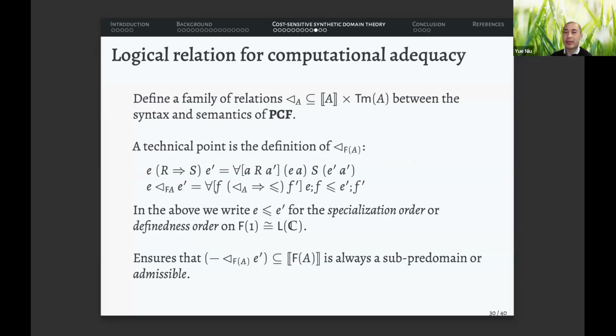To prove computational adequacy, we go by a logical relations argument, as usual, between the syntax and semantics of PCF. Here we need to take care of the definition of the relation at the computational type that encodes the abstract cost effect. The idea is that we'll quantify over all compatible closing contexts for closed terms of f of A.